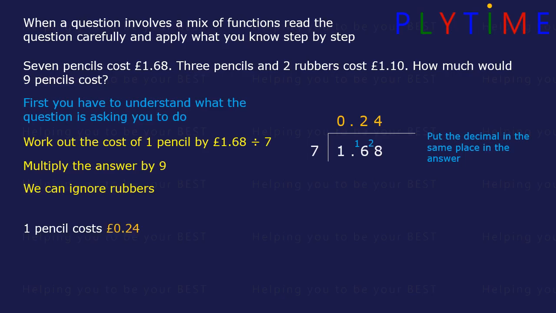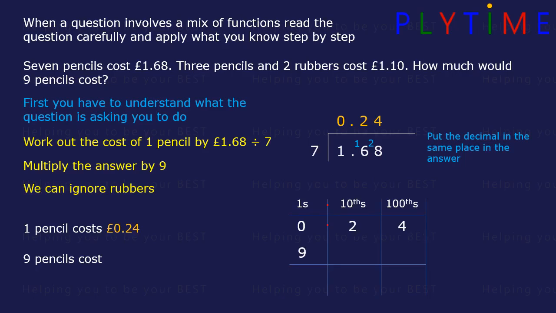Now we need to multiply that by 9. So 0.24 multiplied by 9. We put the decimal place in the same place in the answer and then start multiplying. 9 multiplied by 4 is 36, write 6 and carry 3 forward. 9 times 2 is 18, plus the 3 carried forward is 21. We write the 1 and carry 2 forward. 9 times 0 is 0, plus the 2 is 2. So 9 pencils cost £2.16.